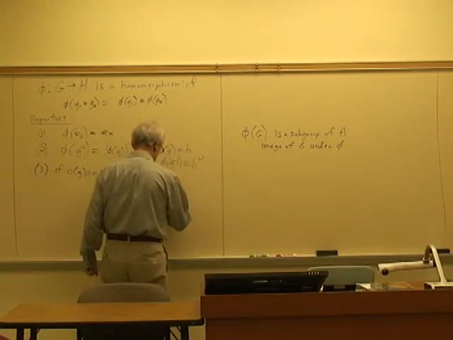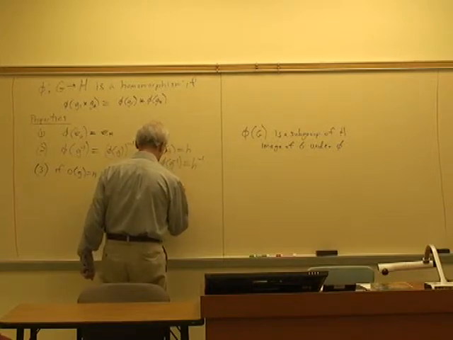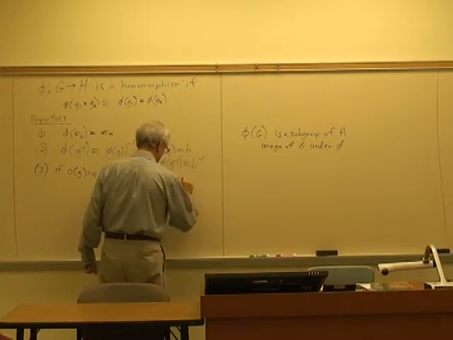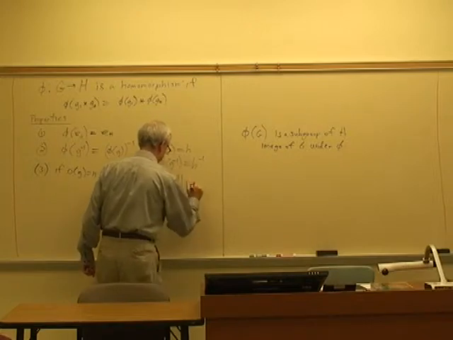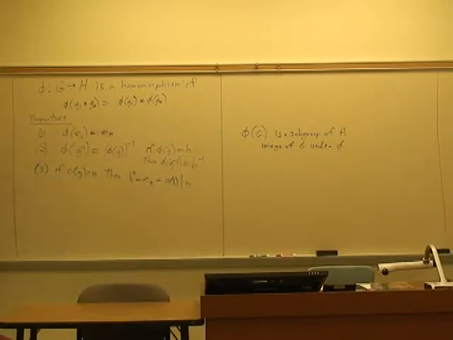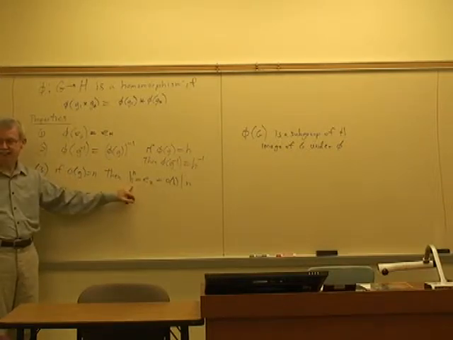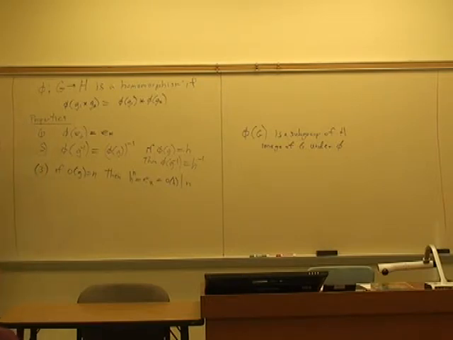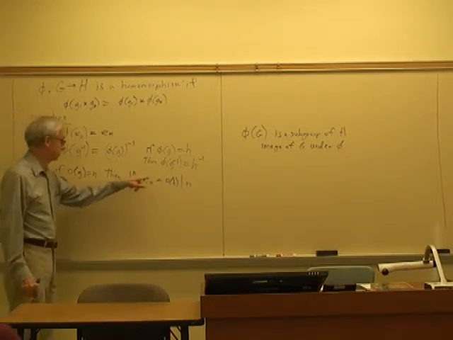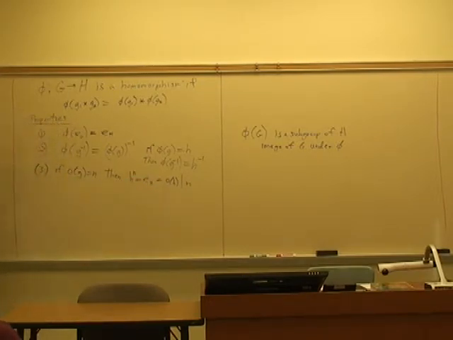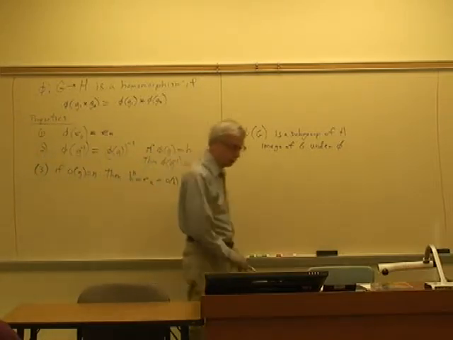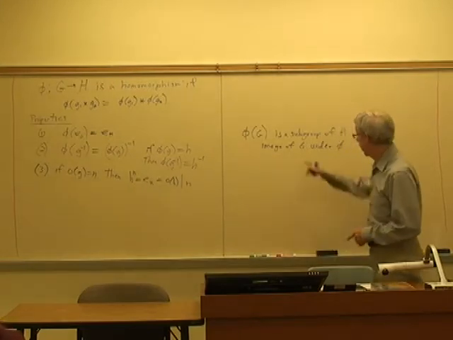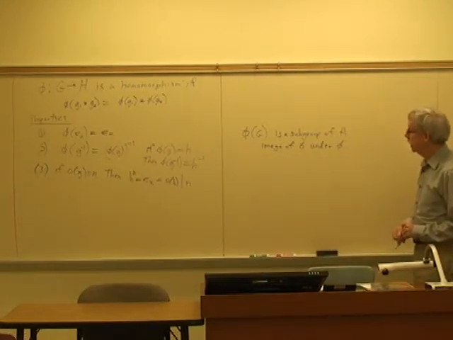For example, it could be that the image is the identity, right? And the identity is order 1. All I know is the order is some divisor. Okay, so that's what we had on the board. Those are the basic properties of a homomorphism. And we established that the image is a subgroup.